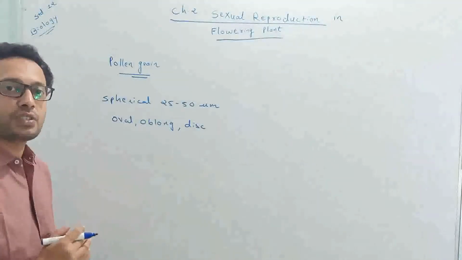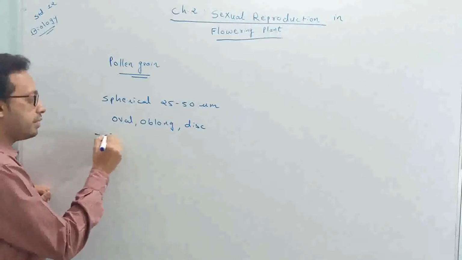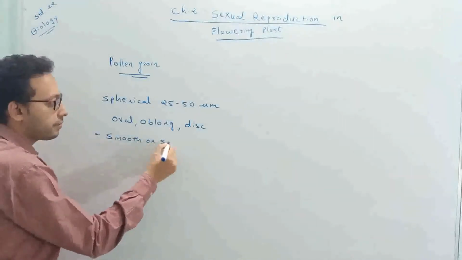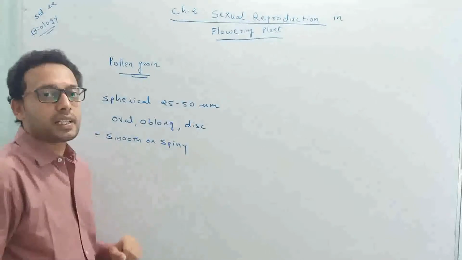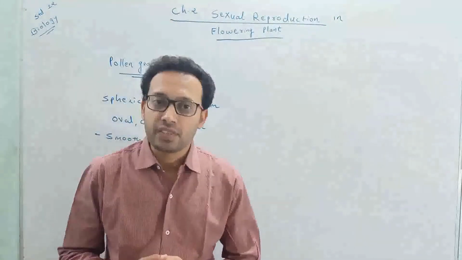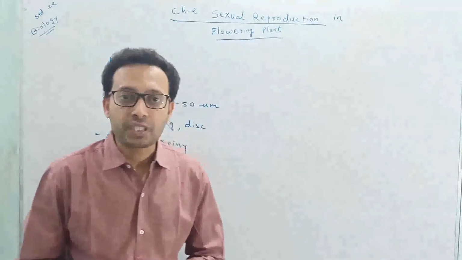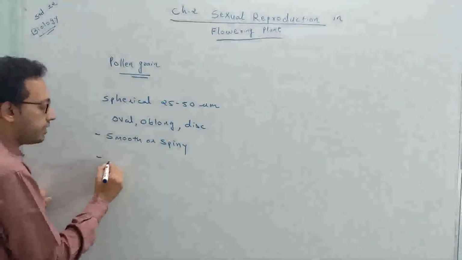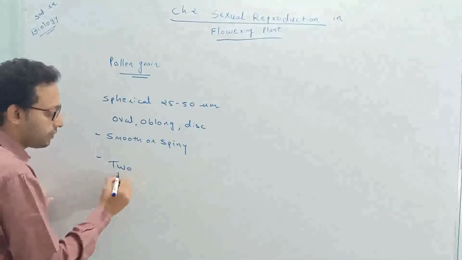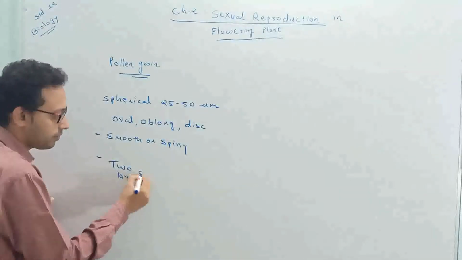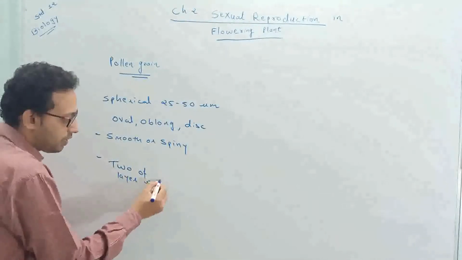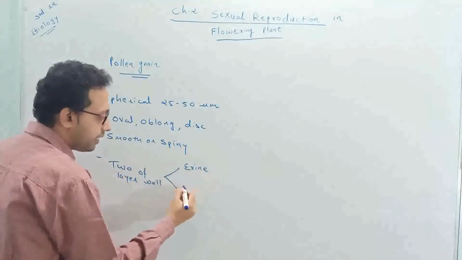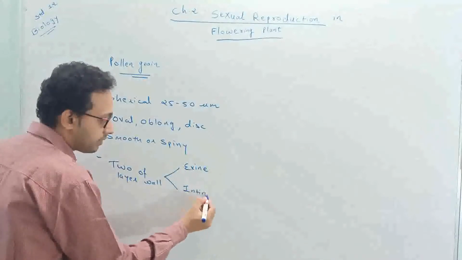If you see the surface of a pollen grain, it may be either smooth or spiny. It looks like particles of dust. Usually it is yellowish in color. The cell wall of this pollen grain consists of 2 layers. The outer layer is called exine. The inner layer is called intine.